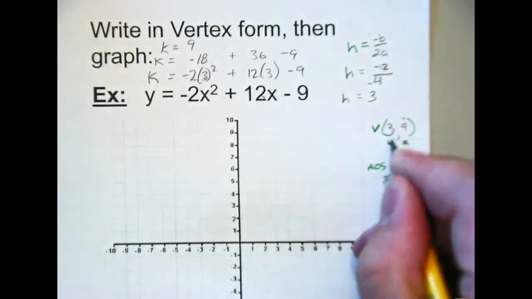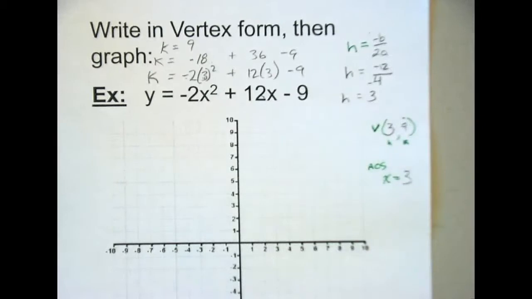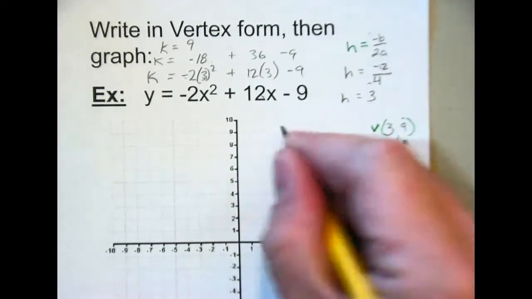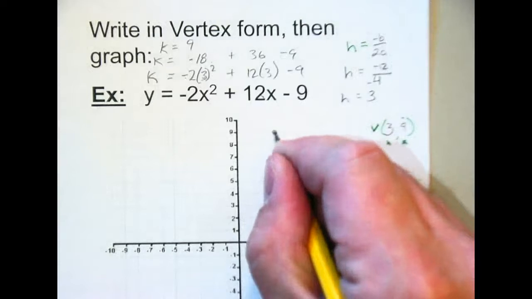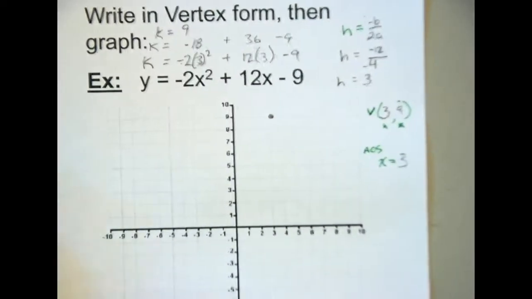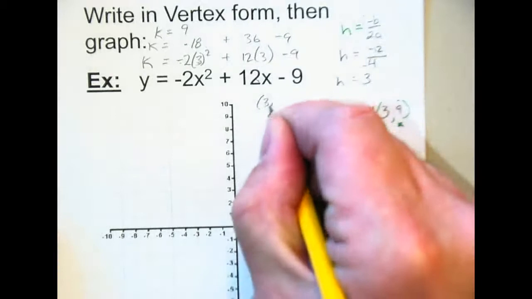The axis of symmetry is just whatever h is. Okay, we plot it, 3, 9. Actually, let me pause right there. Are there any questions up to there? How many were able to find h, k? Okay, so we've got 3, 9.